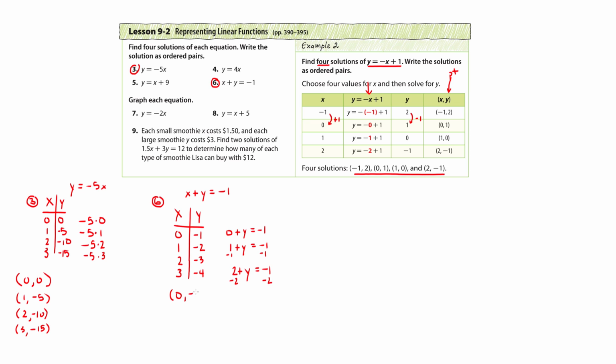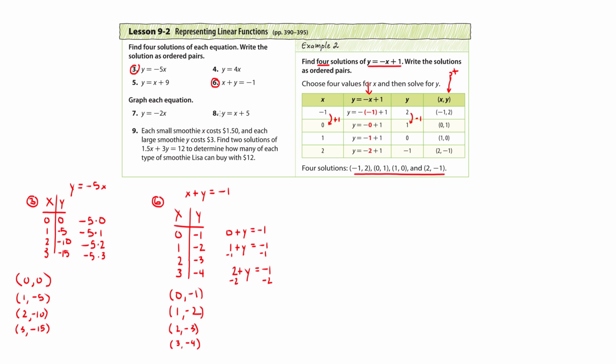So we have 0, -1, we have 1, -2, we have 2, -3, and then we have 3, -4. And again, this is 4 solutions, but there's actually an infinite number of solutions, x's and y's, that work in that equation. So this is just one of a lot.